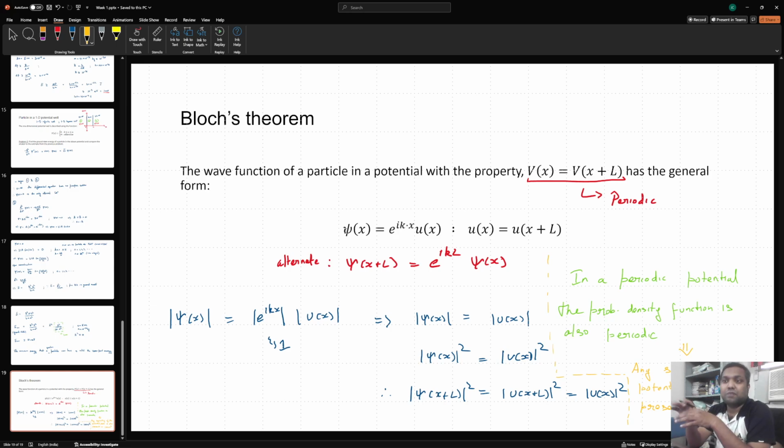So from this, we will look at cases where we are solving the Kronig-Penney model. So next week's session will begin from that.